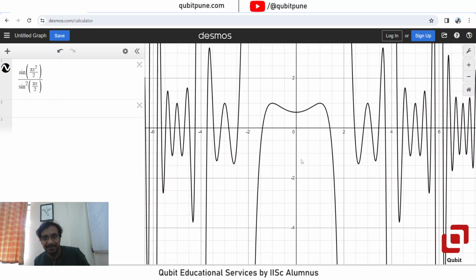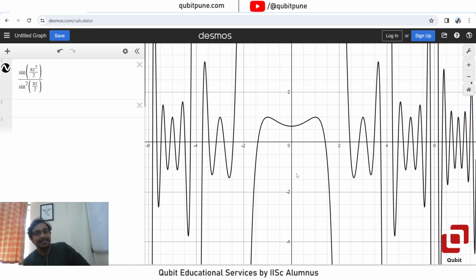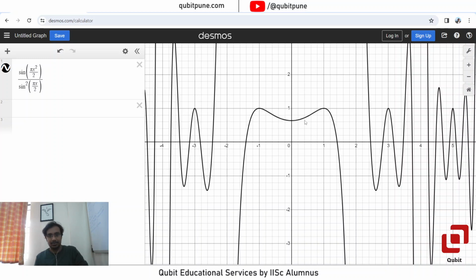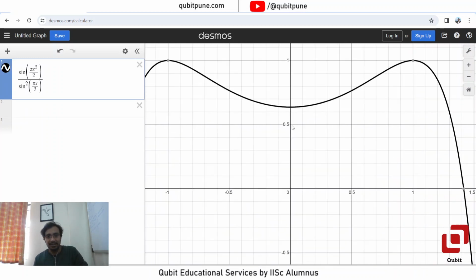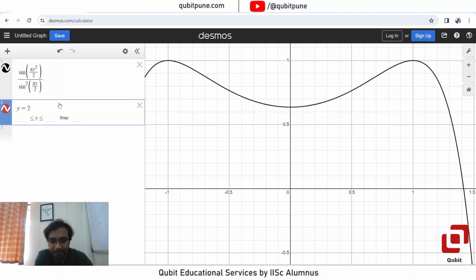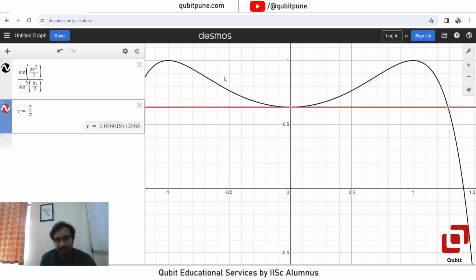It's a pretty decent looking curve. Look, we are only interested near 0. See, at 0 it should show as undefined. Look, at 0 it is showing undefined. Okay, and if I draw a horizontal line, y equal to 2 by pi, that appears to be a tangent to that curve, but it is not, because the function is not defined there, but it matches. It's 2 by pi.